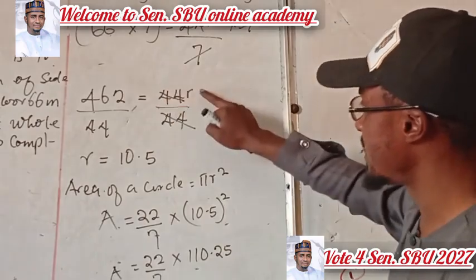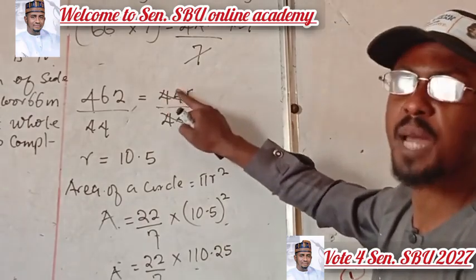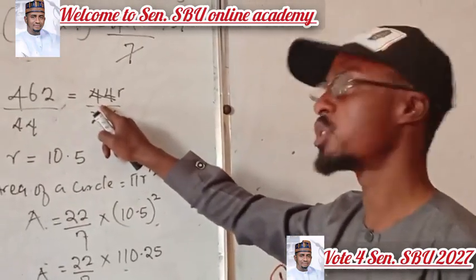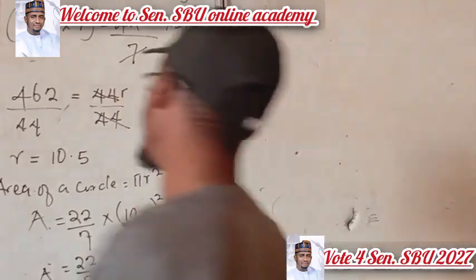Our value of interest is r. We have no interest in 44. That means the 44 is the coefficient of r here. We now divide both sides by the coefficient of r, which is 44.